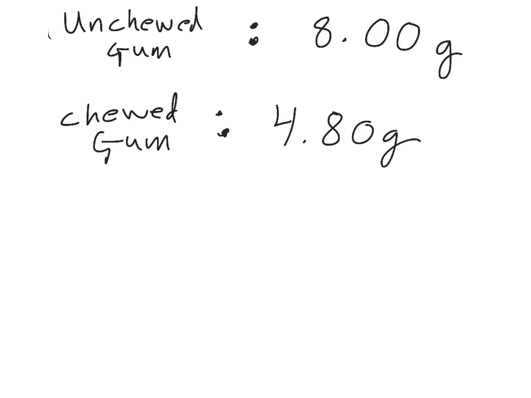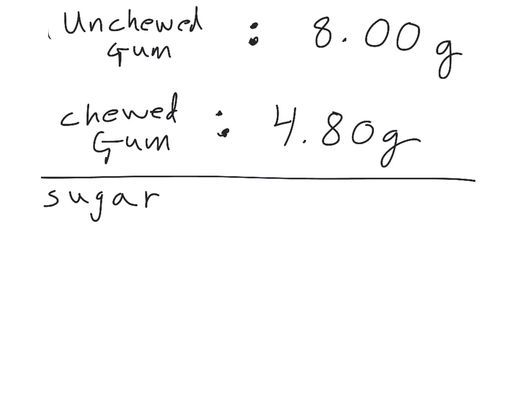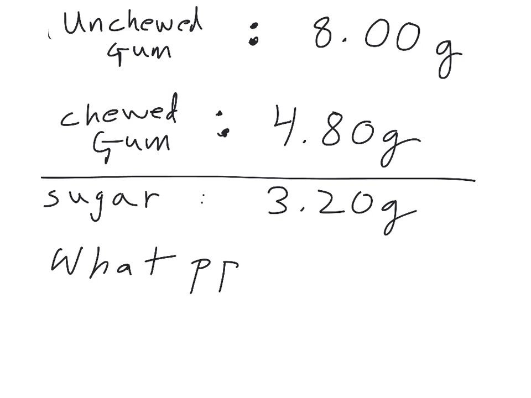Previous example. We'd already decided in our previous example that our amount of sugar was 8 minus 4.8, which was 3.20 grams. This time, instead of asking what percent sugar, let's ask what is the parts per million of sugar in gum.